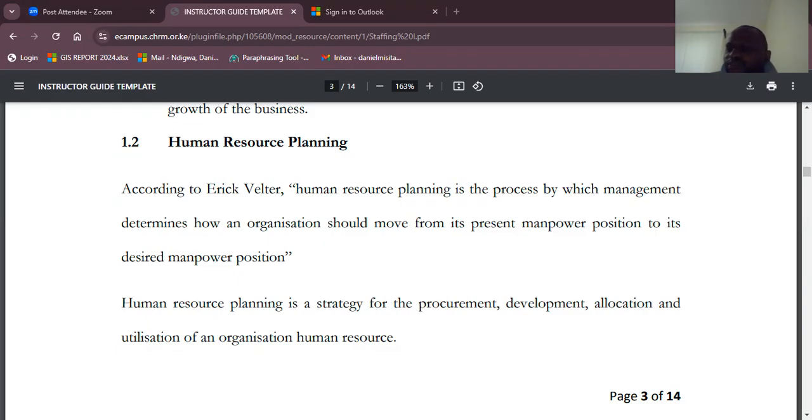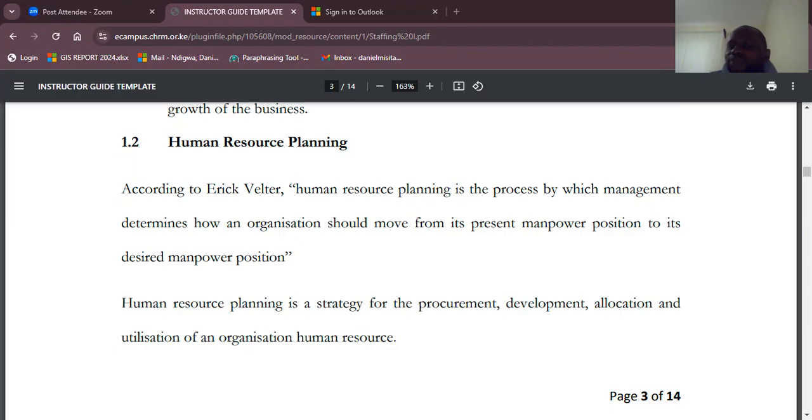So what is human resource planning? According to Eric Velter, human resource planning is the process by which management determines how an organization should move from its present manpower position to its desired manpower position. So this is a process that helps managers to determine the gaps that they have in the organization in terms of human capital or in terms of manpower.